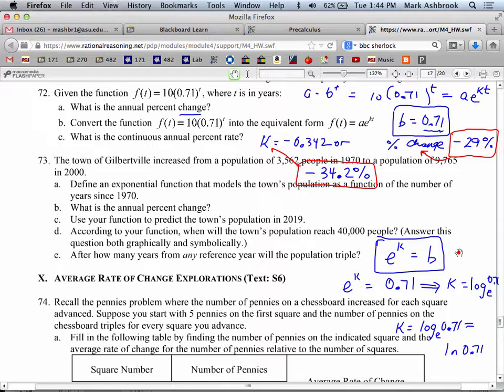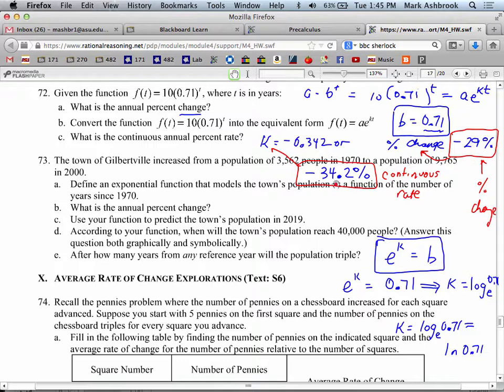So everyone agrees they're not the same? I think they're equal. How are they equal? e to the k is equal to b, so they're going to be equal values. But if one is a continuous rate and one is just a compounded rate, k on its own is not equal to your e. Are we talking about e to the k or just k?